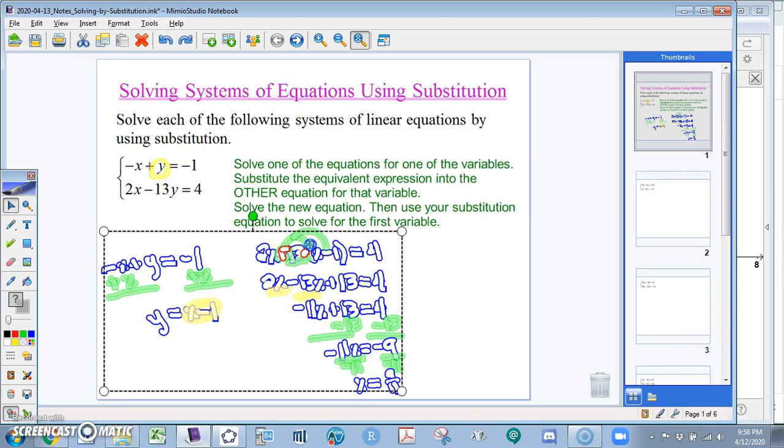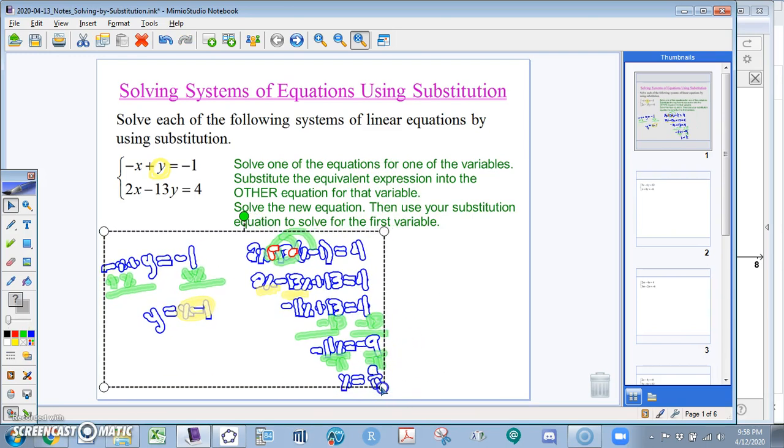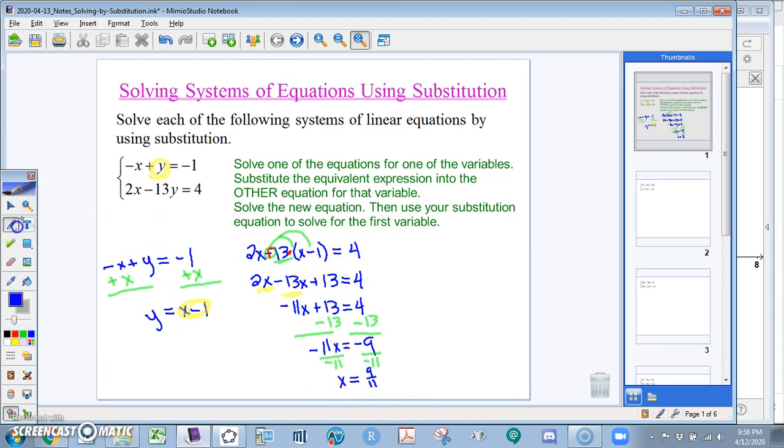So all I do there, once I have x, is take my substitution equation, the equation where you substituted for y, and plug this x into that equation. So that's going to give me that y equals, well, x is 9/11, minus 1.